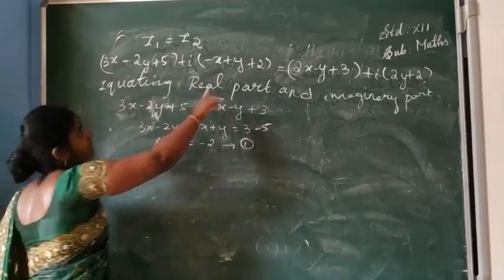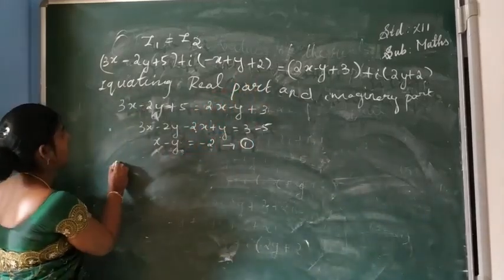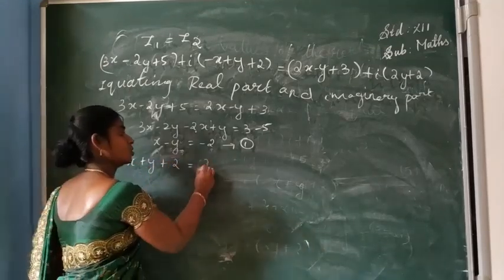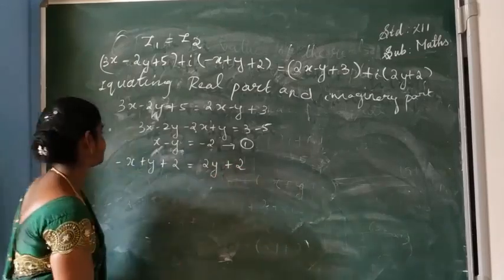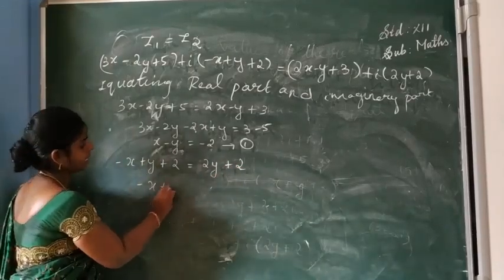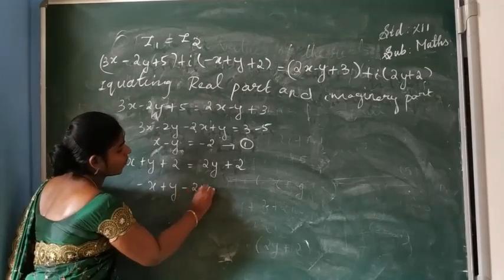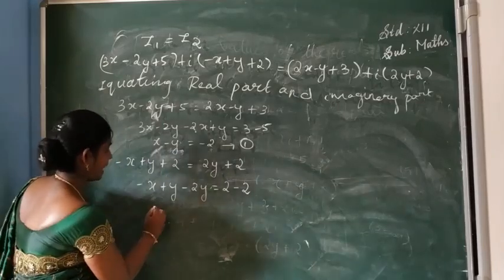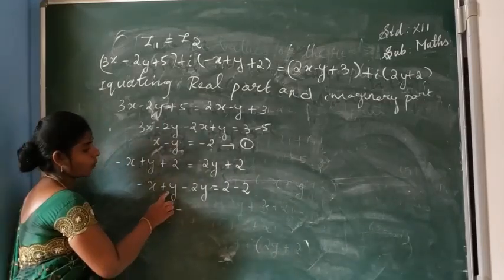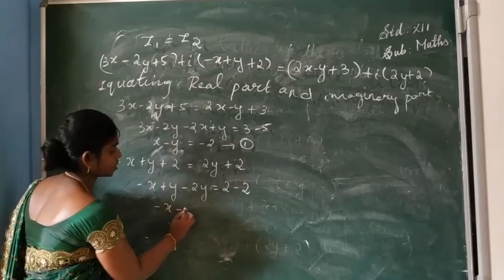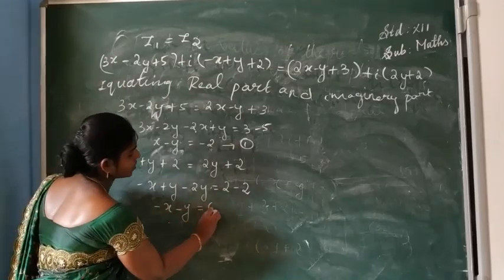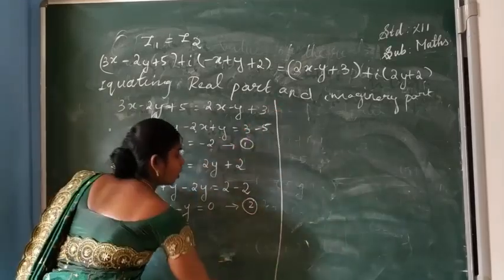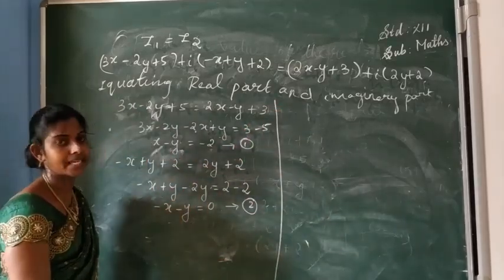Then we have to equate the imaginary part. So minus x plus y plus 2 equal to 2y plus 2. Minus x plus y minus 2y equal to 2 minus 2. So minus x, y minus 2y, the value is minus y. So minus x minus y equal to 0. Take this as equation 2. Then have to solve both these equations and find x and y value.